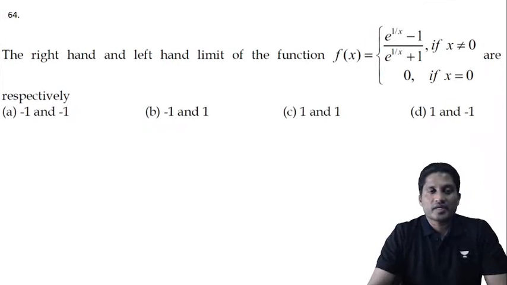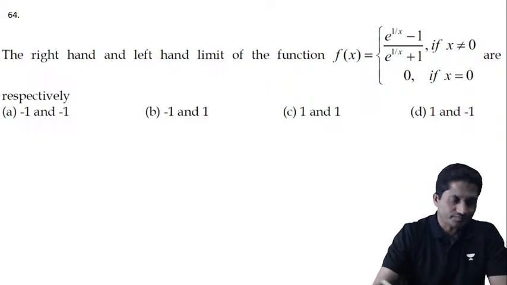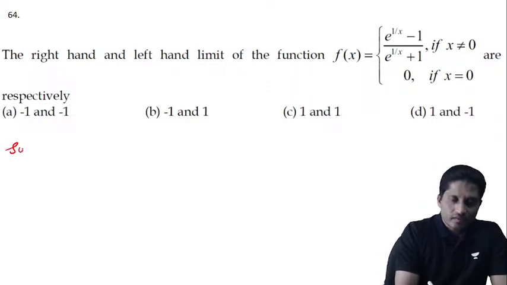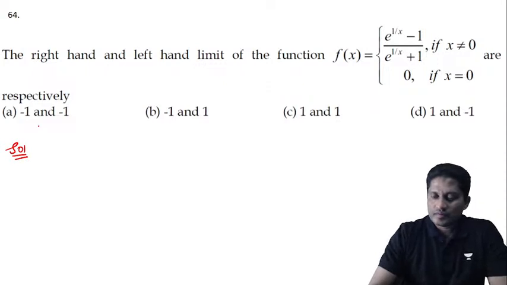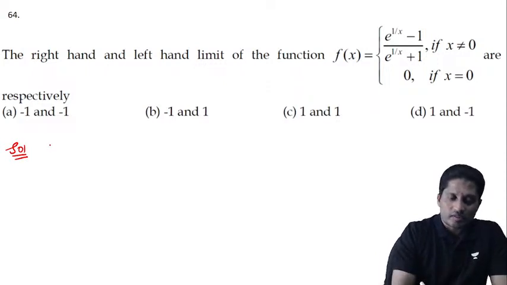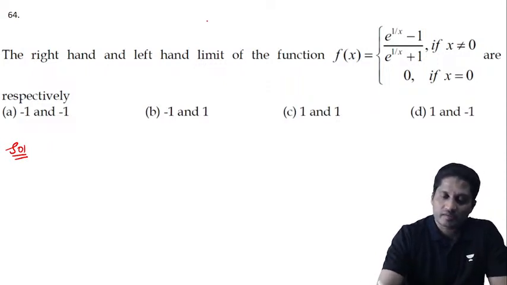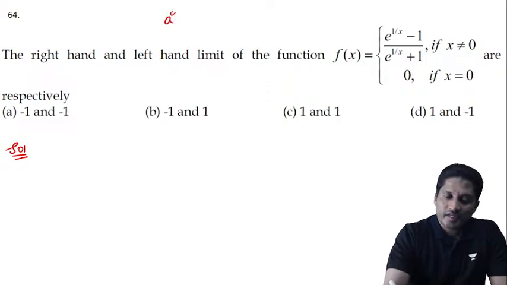The right hand and left hand limit of the function is a 2020 question. Okay, now see, actually a power infinity will be infinity if a is more than 1, and 0 if a is less than 1.